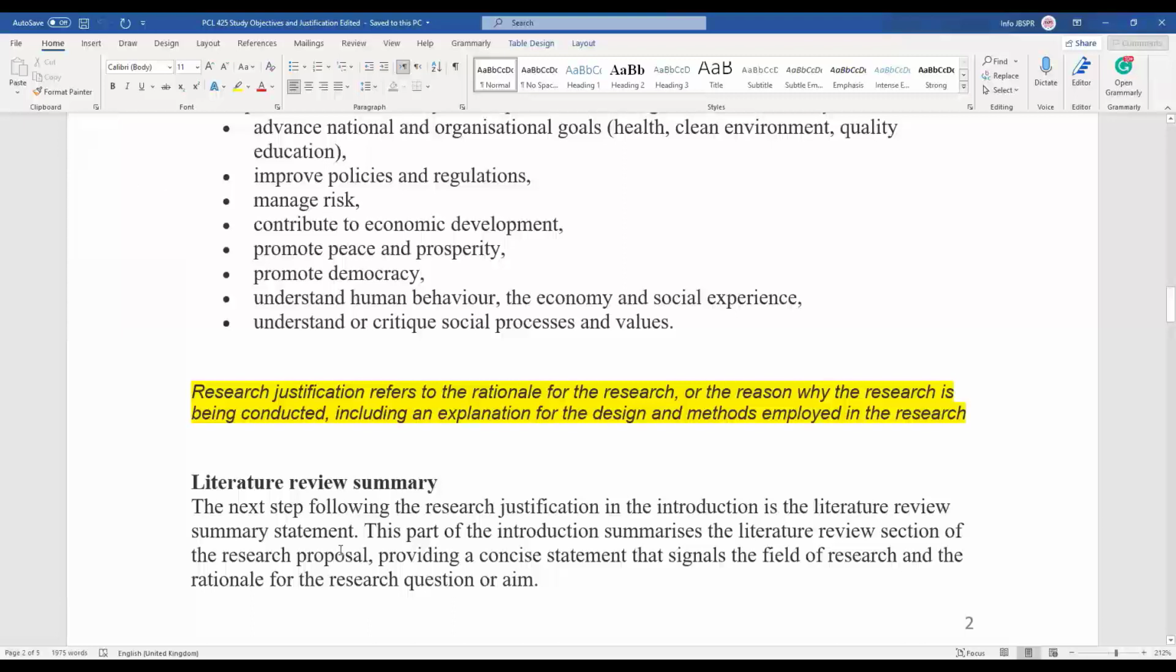I was still looking out for what is meant by research justification, and I found this saying that research justification refers to the rationale of the research, or the reason why the research is being conducted, including an explanation for the design and methods employed in the research. Though in some cases, you may not put all this in your justification. You may not put the method or the design, but definitely you want to put the reason why you're doing it, or the problem you have identified that you want to solve.